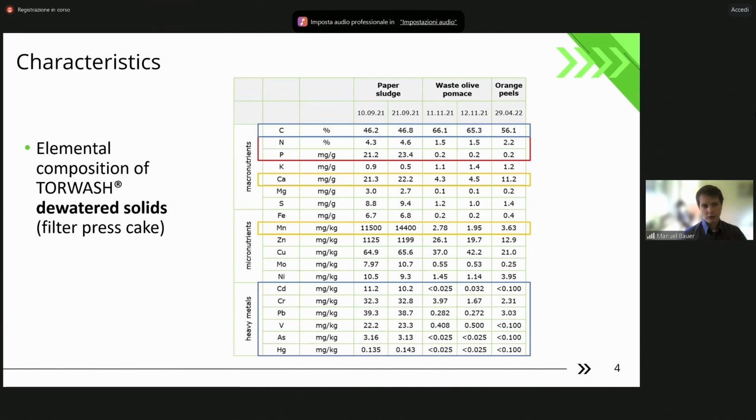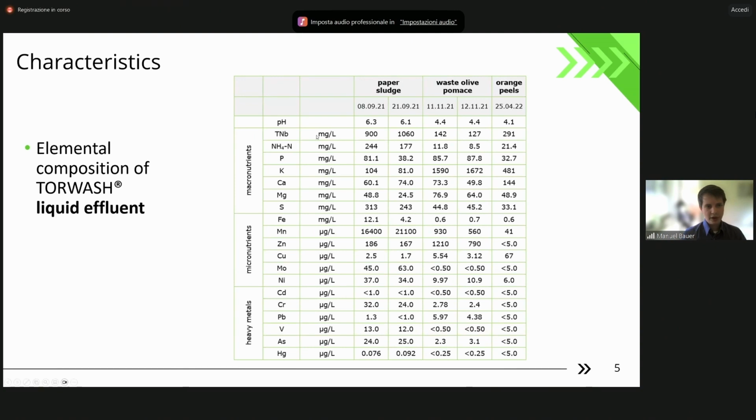And we also had a look at the heavy metals. As you can see here, there is some amount of heavy metals, mostly in the paper sludge residue, and not so much in the other 2. And if you also combine this with the carbon content, which is quite high in the waste olive pomace and the orange peels, we thought that one first possibility maybe would be to even use those 2 residues directly on soil, or at least this would be a possibility or something one has to try.